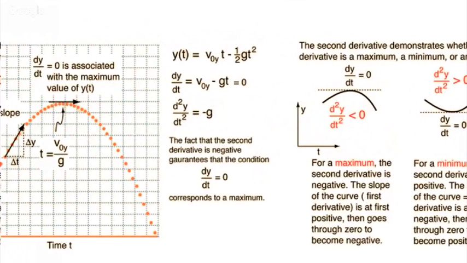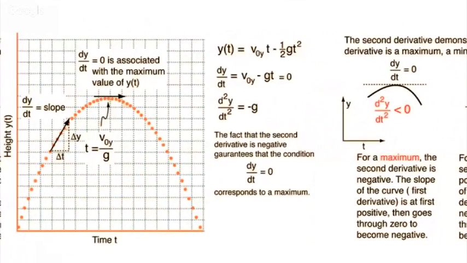When you want to find the maximum point, according to the calculus method, we find the slope. When the slope is 0, we say we have reached the maximum or minimum also. What is slope? dy by dt is the slope. So in this case, this is the projectile equation. Just find the differential of this, dy by dt, and when this value is equal to 0, you say you have reached the maximum point.